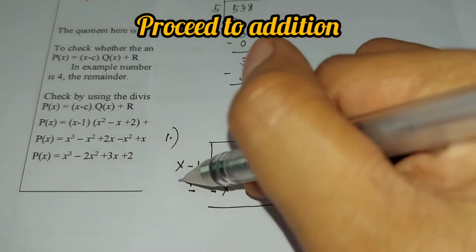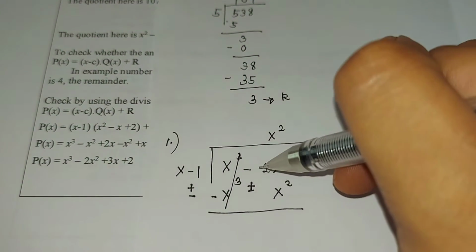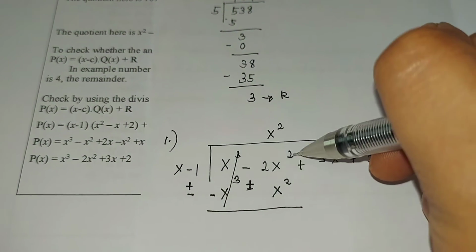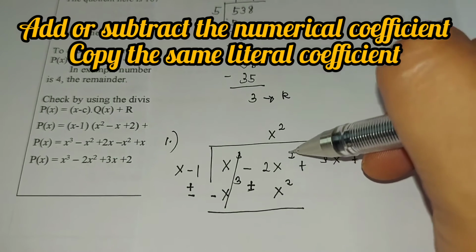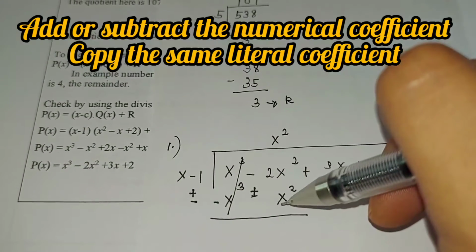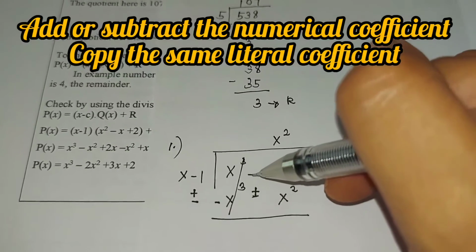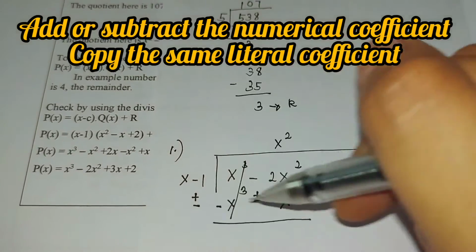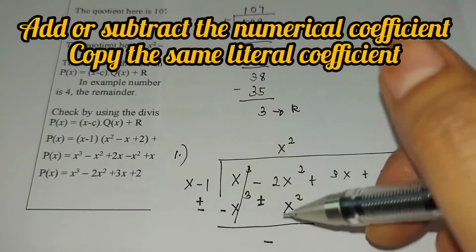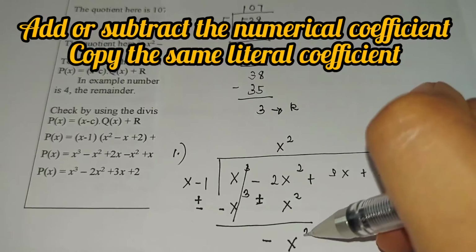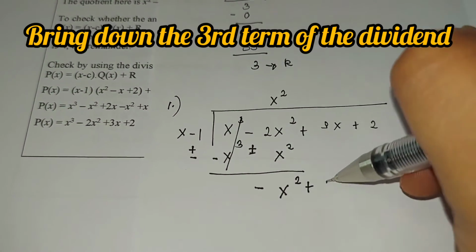x cubed plus negative x cubed is 0, so it cancels. Negative 2x squared plus positive x squared. They are both x squared, so you just add their numerical coefficients. Negative 2 plus, the understood 1, is negative 1, so negative x squared. Then, bring down plus 3x.